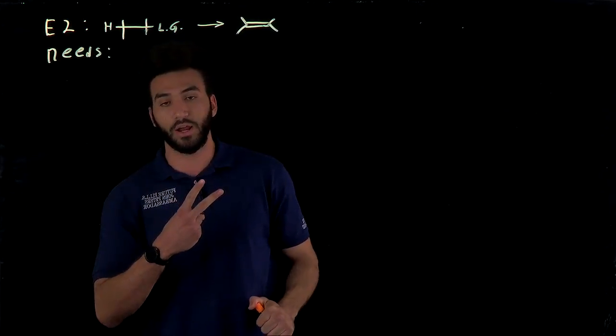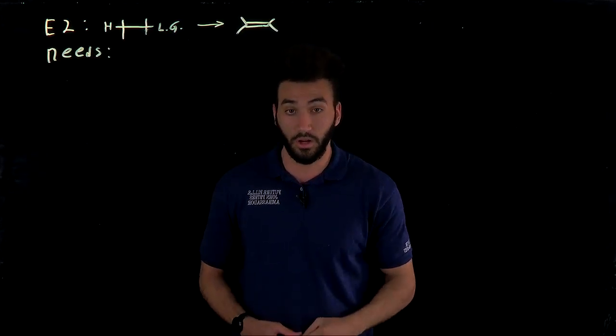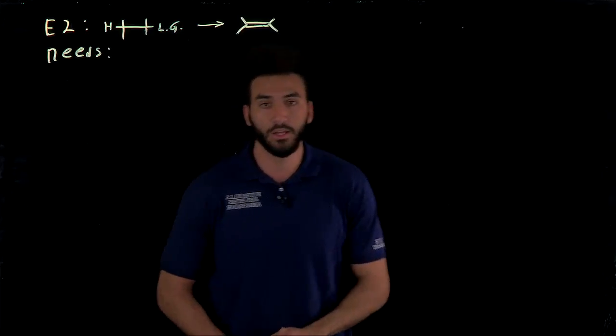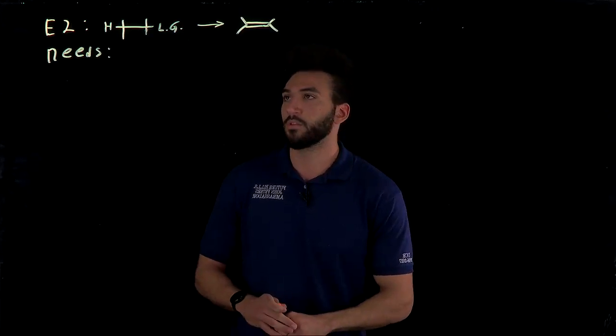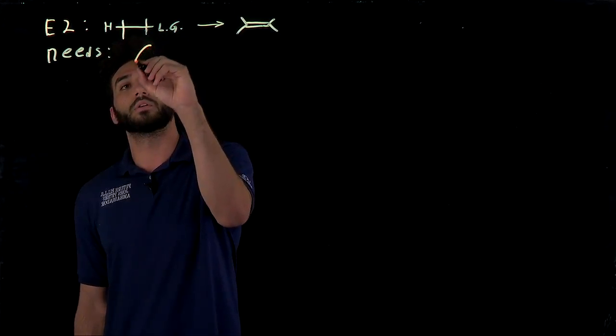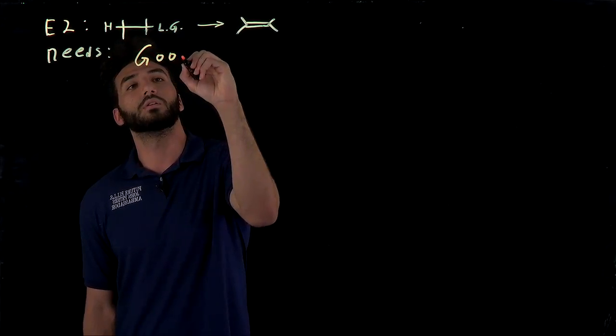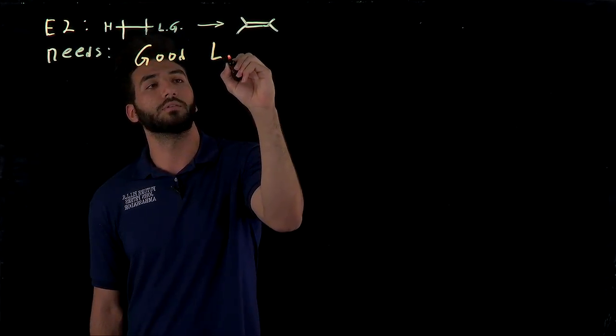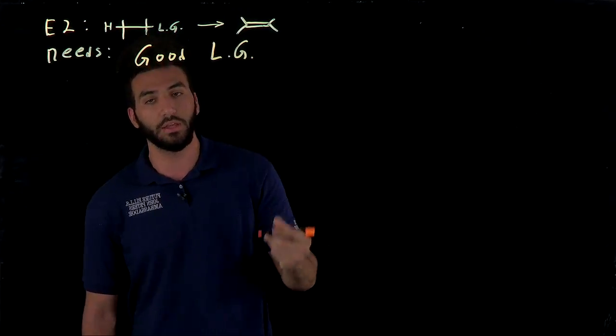Two types of elimination reactions are E1 and E2. For now, we're going to be talking about E2. So what does an E2 reaction need? First thing it needs is a good leaving group. Okay? What are some good leaving groups?